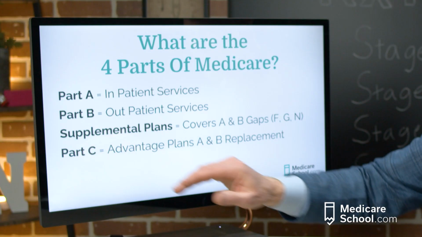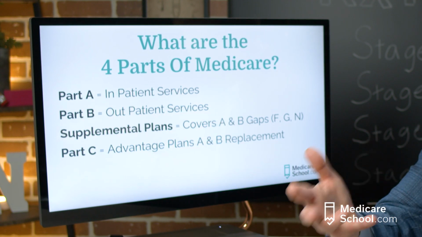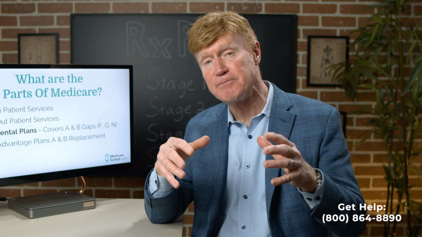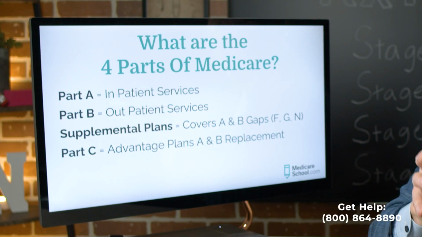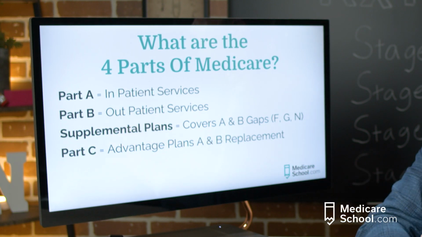Now, the third part of Medicare is called the C plan. A and B actually started in 1965. Supplemental plans began at the same time. But in 2003, under the second George Bush administration, Medicare came up with an alternative to original Medicare A and B, and they gave it the letter C to represent those plans. We call those in the marketplace Advantage plans. And so Advantage plans actually replace A and B.